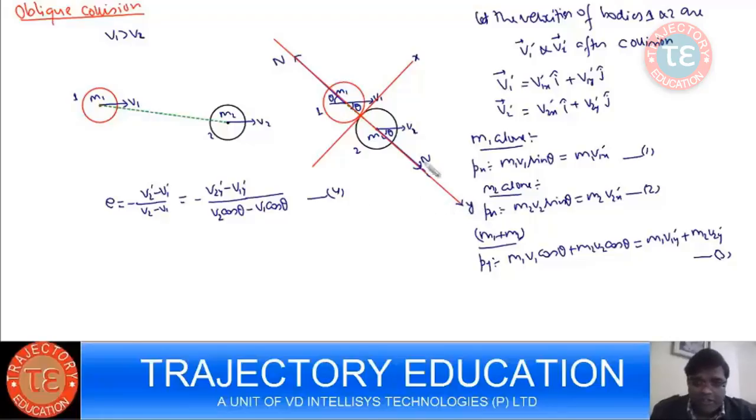And just solve these four equations, you will get your answers. You will get your V1x, V2x, V2y and all that, right? You'll get all these four quantities once you solve this. So this is the approach. This is a nice approach which you can follow. If you have any other approach, you just let me know. This is how I solve, and I can guarantee that you will get your answer. So this is how we are solving the oblique collision.